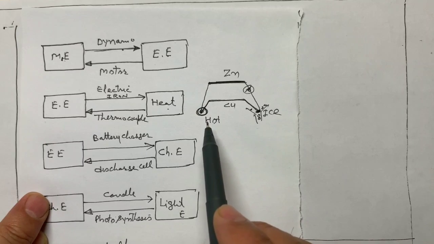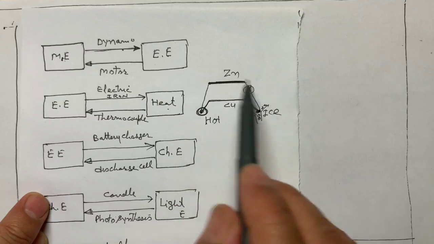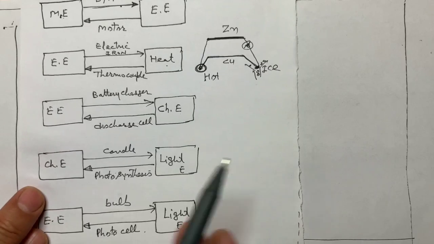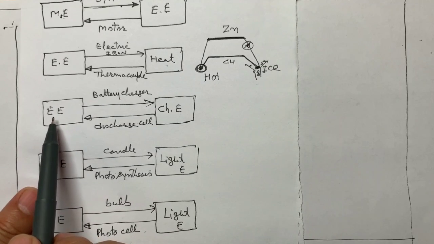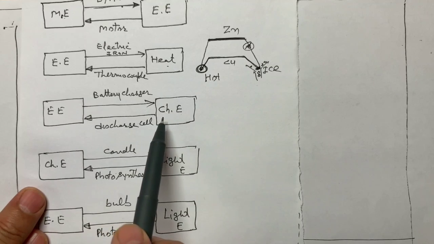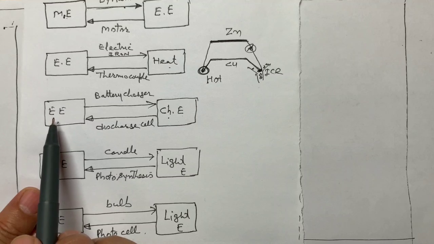In this, hot heat is converted into electrical energy. And the third one is, how can we convert the electrical energy into chemical energy, and how is chemical energy converted into electrical energy?